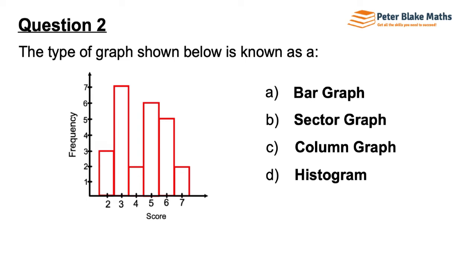Question 2. The type of graph shown below is known as a bar graph, a sector graph, a column graph, or a histogram.